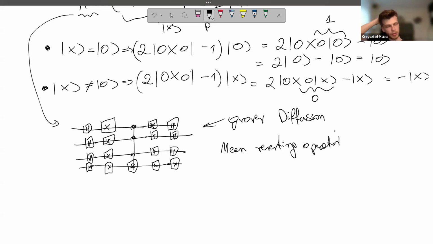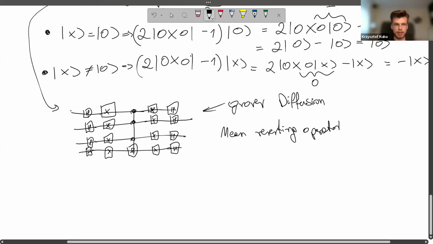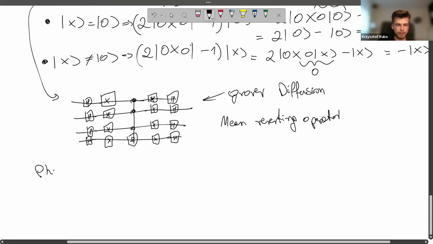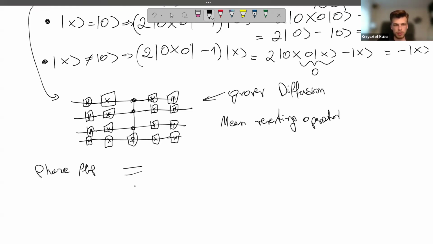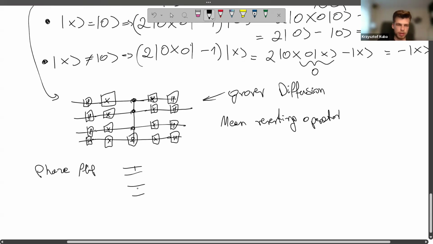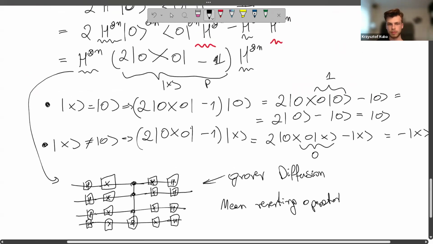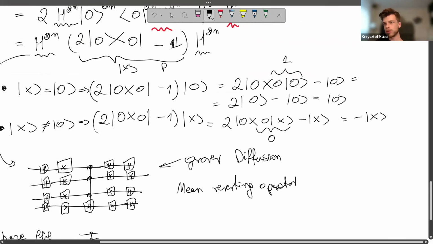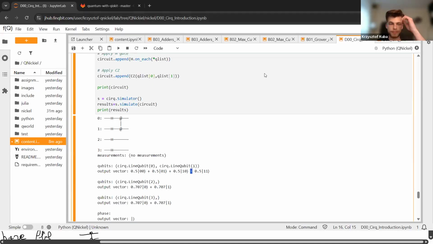So we have two steps: one is this mean reversion, and the other is the phase flip, which can be implemented with a single or multiple controlled NOT gates, controlled Z gates, sorry. Okay. Do you have any questions for now? Maybe if we go to the notebooks, it will be more clear why we do this exact setup right here.